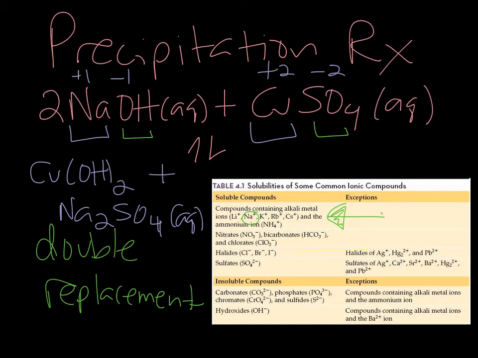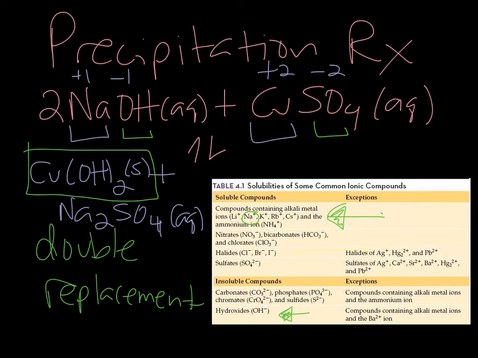Then if we look on the other side, we're just going to look for one of the compounds that's in there. So we have copper and hydroxide, and if we look down, we can see that the hydroxides are right here, and that those are insoluble compounds, with the exceptions of the alkali metals, which would be sodium, lithium, potassium, and then also barium. So this hydroxide is paired with copper, and that's not on the exception list, so that must be insoluble. So that's going to be a solid. So this is a precipitation reaction because a solid is formed.